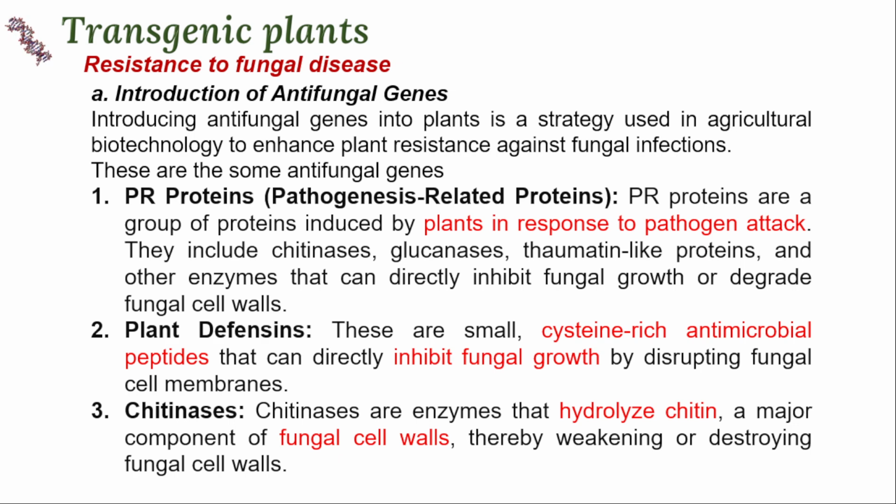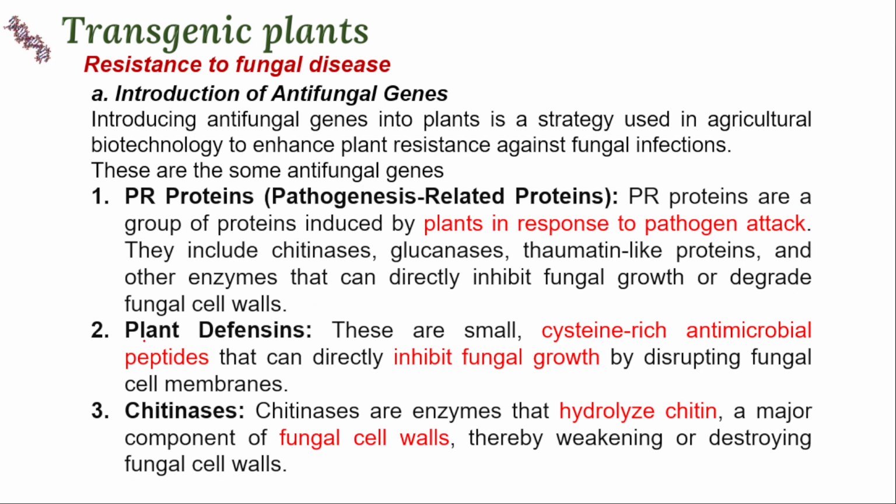In that, especially the PR proteins are very important. What is PR? Pathogenesis-related proteins. These mainly include different enzymes called chitinase, glucanase, thaumatin-like proteins, and other enzymes that mainly degrade the cell wall of the fungi. So these are called PR proteins. These antifungal genes are mainly effective in degrading the fungal cell wall.